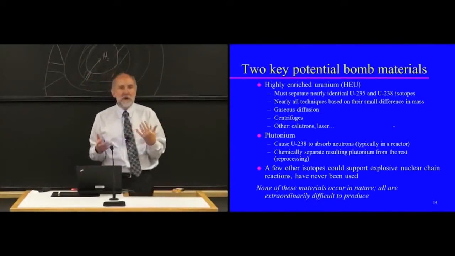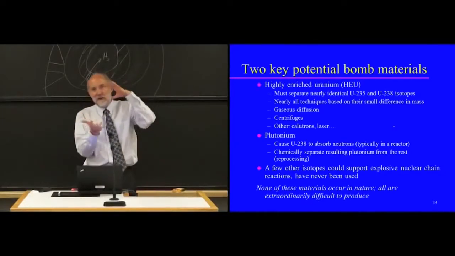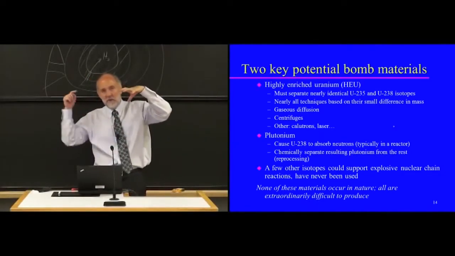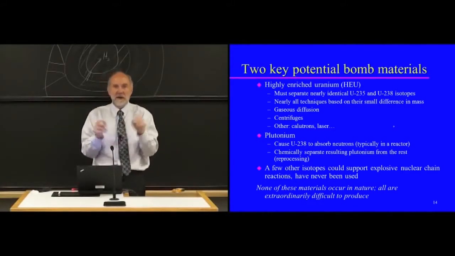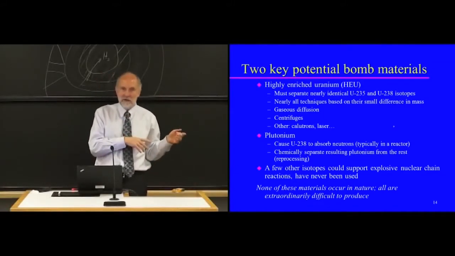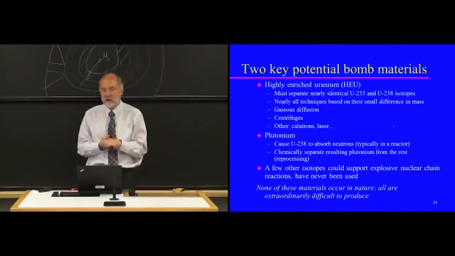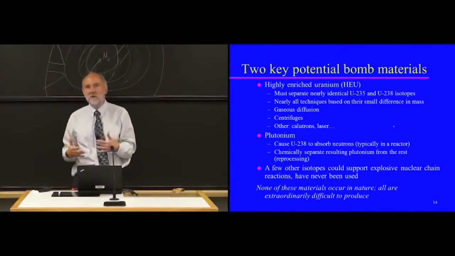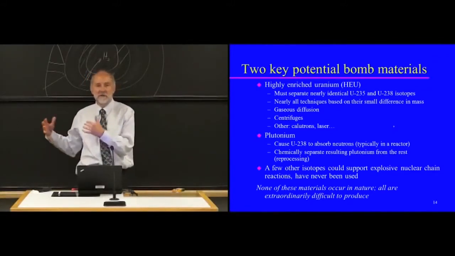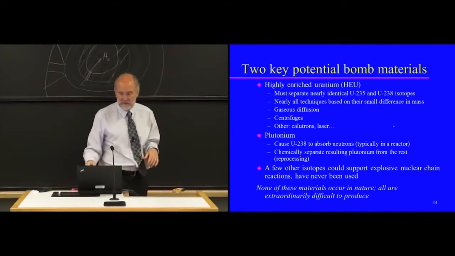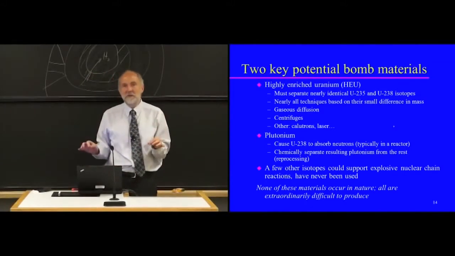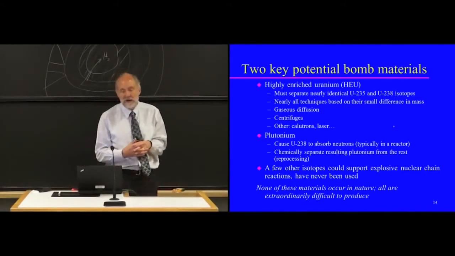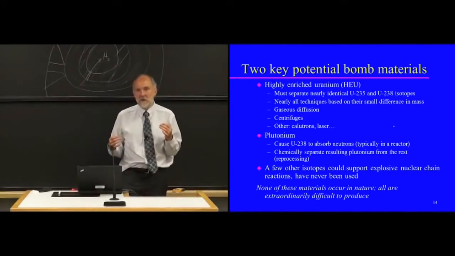There are a few other isotopes that have this property that they are big and unwieldy enough that when a neutron hits them, they'll split and they'll release more than one neutron so you can have a chain reaction. But there aren't any others that have ever been used for stockpiled nuclear weapons in a state. Now, the key point is none of these materials occur in nature. There isn't a rock you can turn over that will have highly enriched uranium in the rock or plutonium in the rock. All of them are extraordinarily difficult to produce.